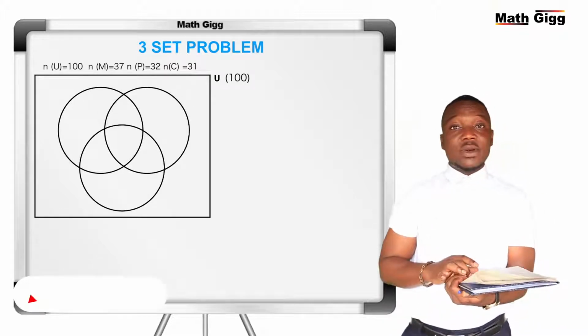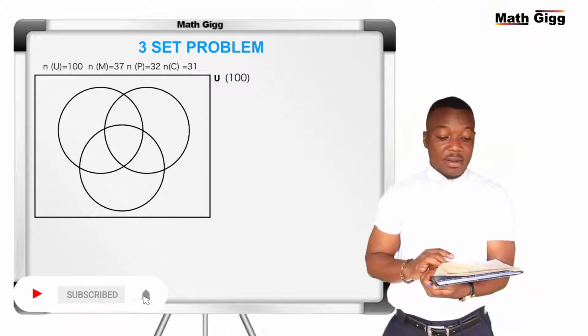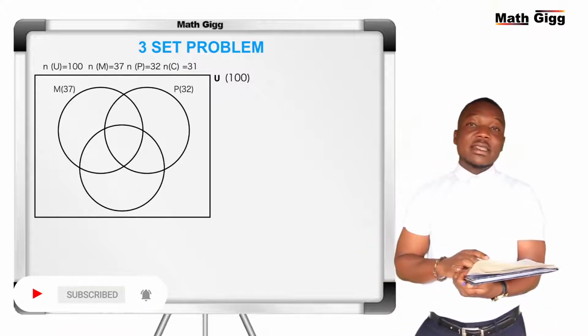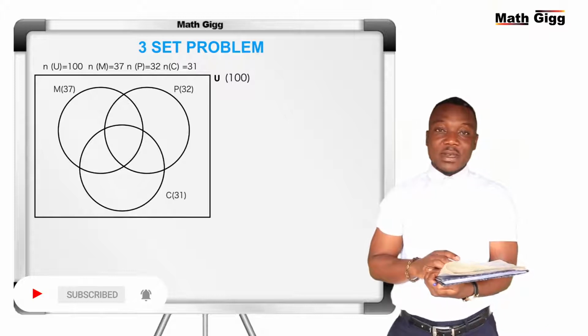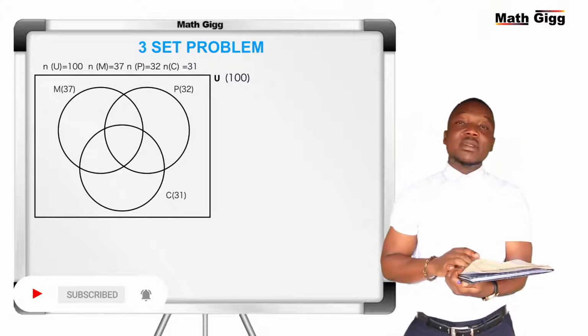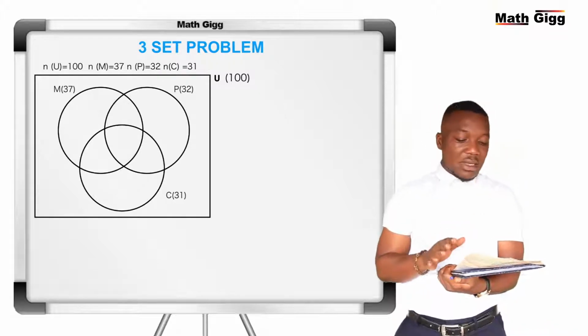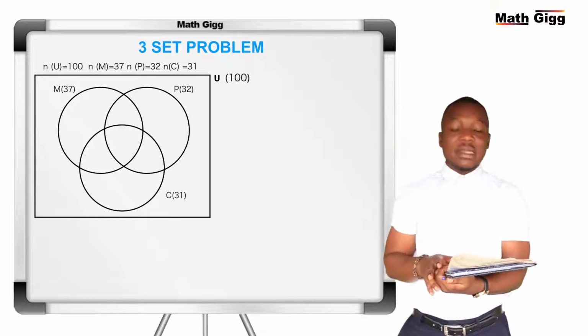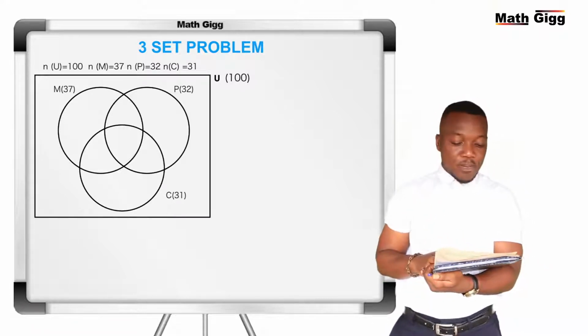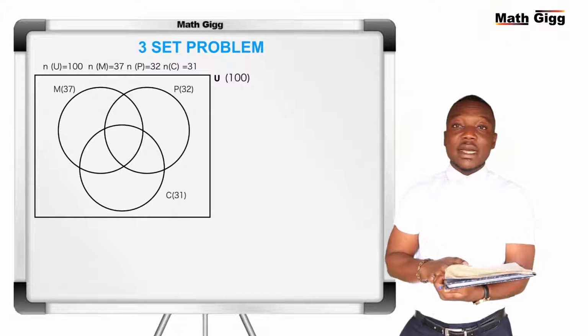So you can take a look on the screen, look at the Venn diagram, look at where I'm writing the 37, 32, and then the 31. So 37 represents the entire math circle, and 32 for physics, and then subsequently you can follow up. Now we want to write the intersection.